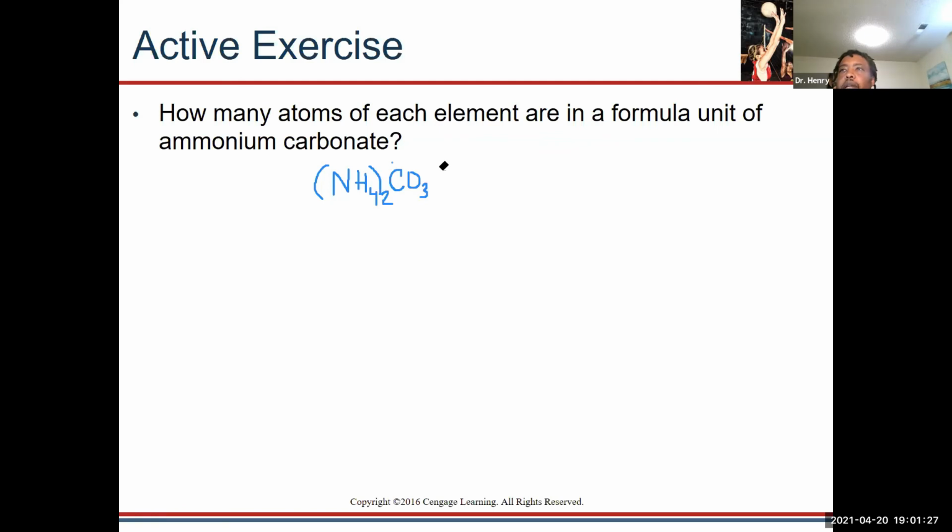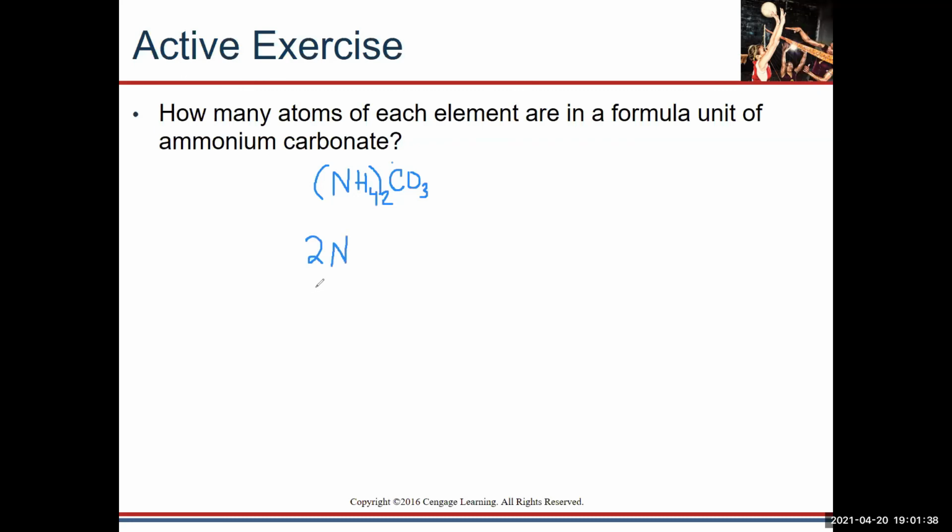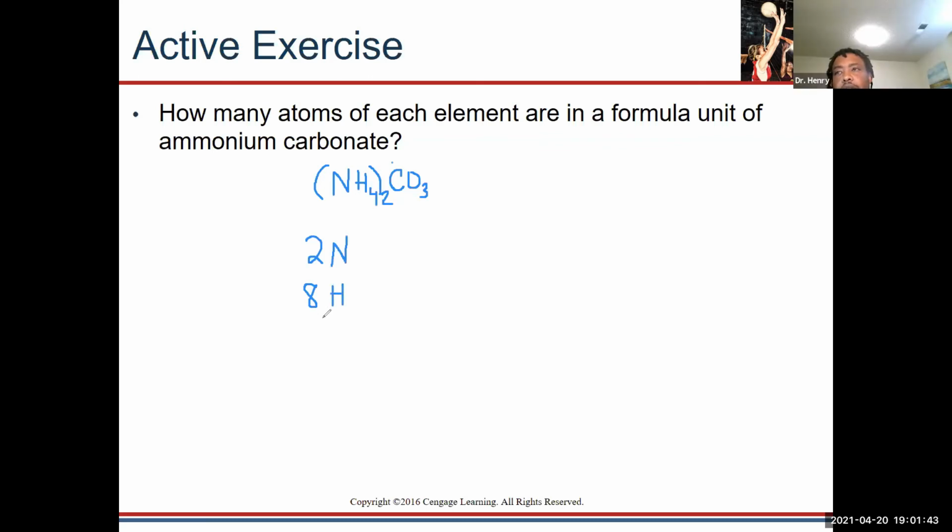So how many nitrogens do I have? 2. How many hydrogens? 8. How many carbons? 1. How many oxygens? 3. Okay. So once we have the chemical formula and we're sure that it's correct, we can calculate how many of each of those atoms we actually have. Now, this is going to be important when we want to start talking about mass.